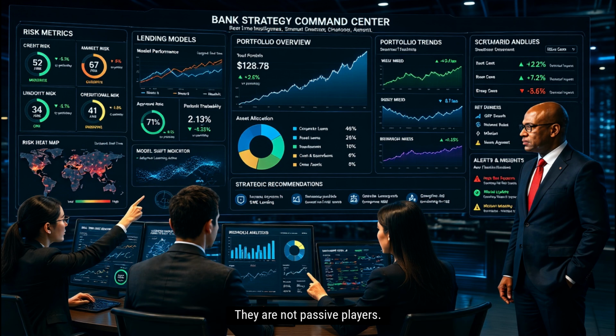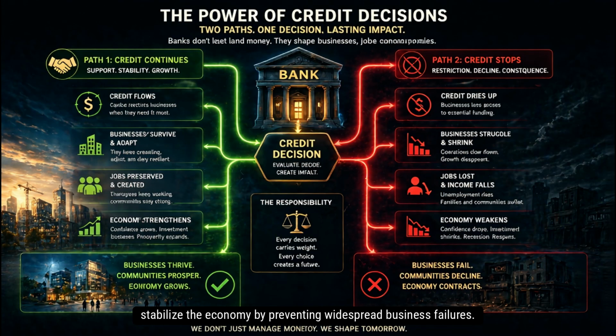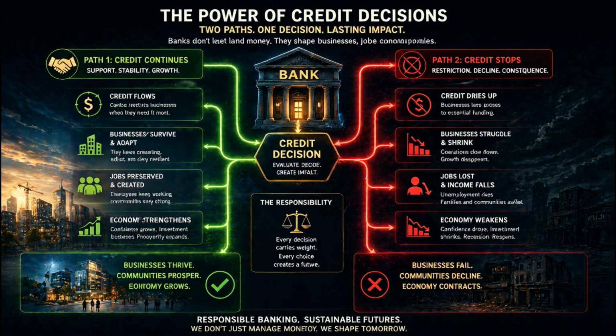They are not passive players. They actively interpret economic signals, adjust lending strategies, and manage portfolios in response to changing conditions. A compelling real-world case can be seen during periods of economic downturn. When businesses face declining revenues, access to credit becomes even more critical. Banks that continue to lend responsibly during such times help stabilize the economy by preventing widespread business failures. Conversely, if banks restrict lending too aggressively, economic contraction can deepen.